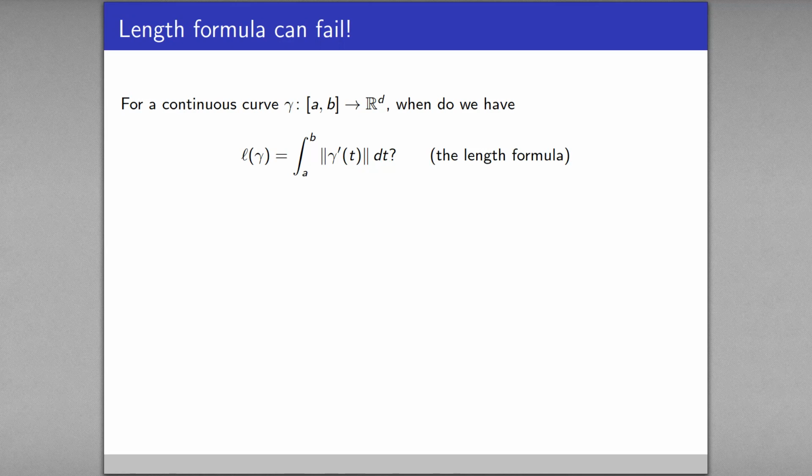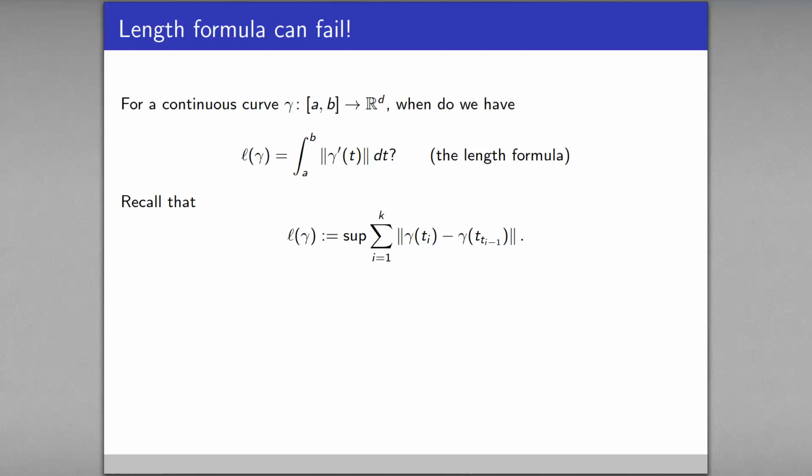This is a theorem, not the definition of the length, as you may have seen in an undergraduate course, where if your curve is C1, the right-hand side is given as the very definition. But remember that we defined length in a different, more metric way, which makes sense for only continuous maps. And now we're asking, when is this formula true?